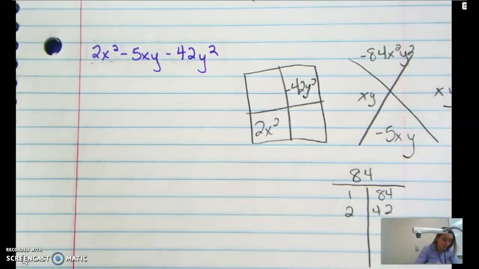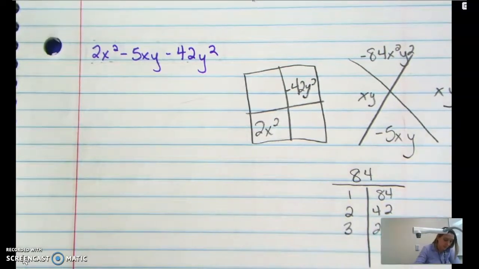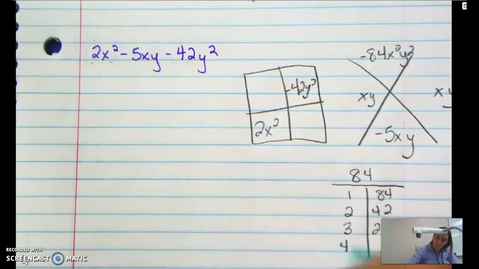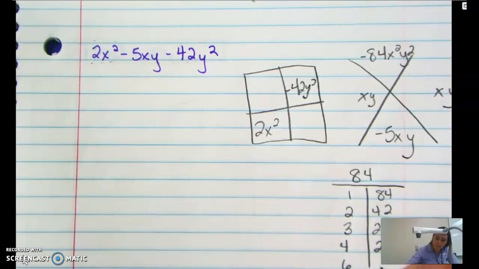So we have 1 and 84, 2, and we already said that was 42. Does 3 go in 84? Let's find out. I'm not actually sure. Okay, yep, 3 and 28. 4 and 21. I'm going to skip 5 because that's not going to work. 6 and 14. So far, none of these have a difference of 5. Nope, not quite.